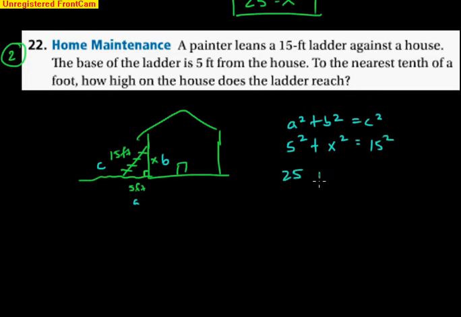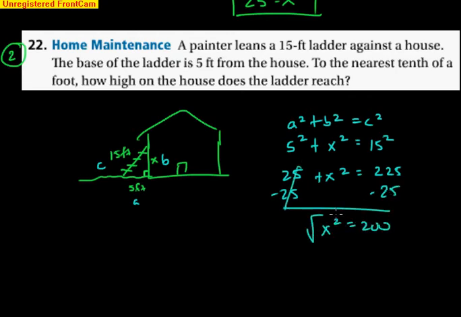5 squared is 25, x squared is x squared, 15 squared is 225. Subtract 25 from both sides to get x squared alone. X squared is 200, and then take the square root. And we're going to round to the nearest tenth of a foot, so that gives me an x value of 14.1, and that is in feet. And that is how high the ladder reaches up the house, 14.1 feet.